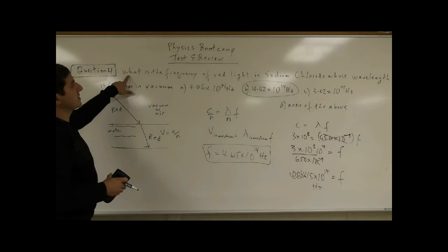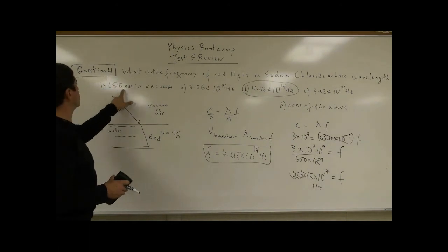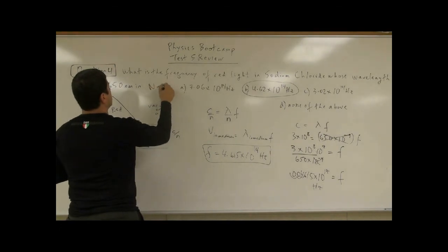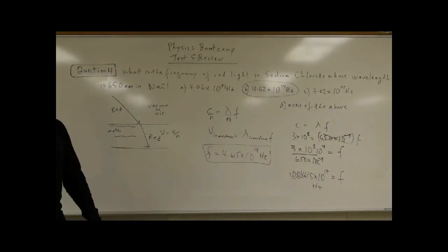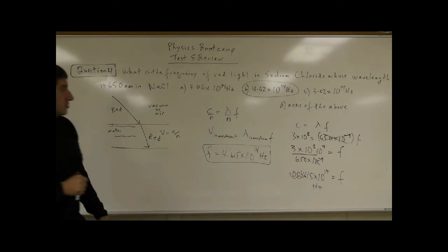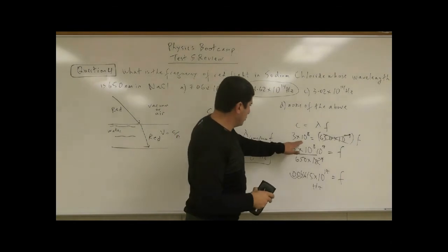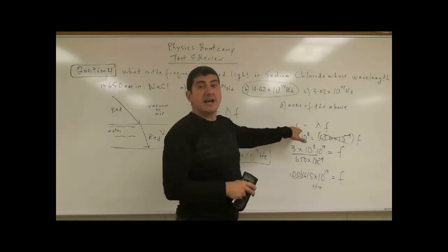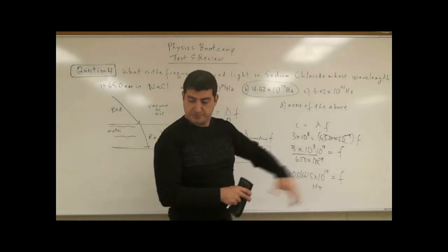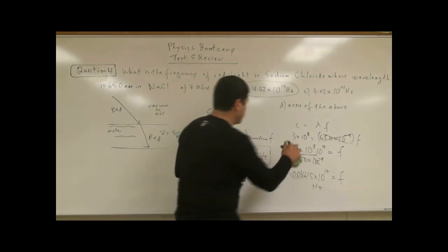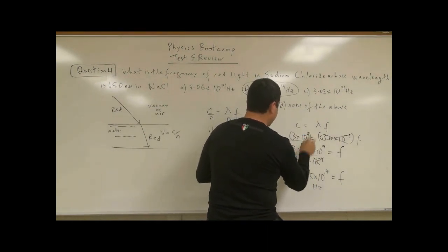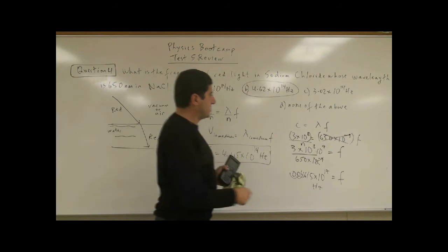Okay, what if the problem had told us this? What is the frequency of red light in sodium chloride whose wavelength is 650 nanometers in sodium chloride? So what if they had told us its wavelength in the medium? Okay, how would we answer it? So then what we would have to do is use the velocity of the beam of light in the medium, right? So we would have to change this, divide this by n.